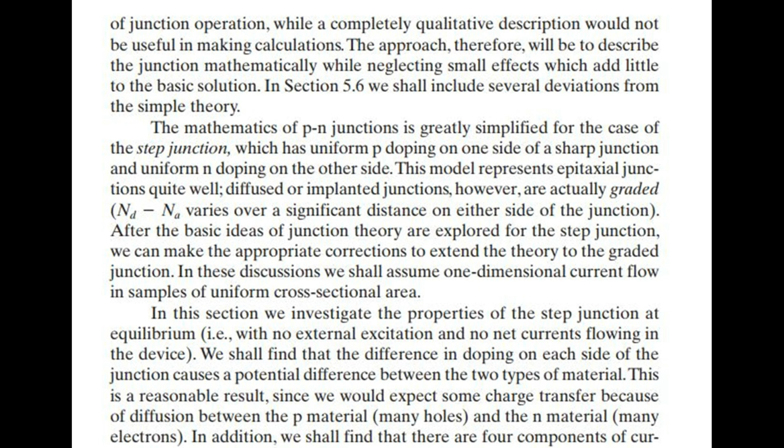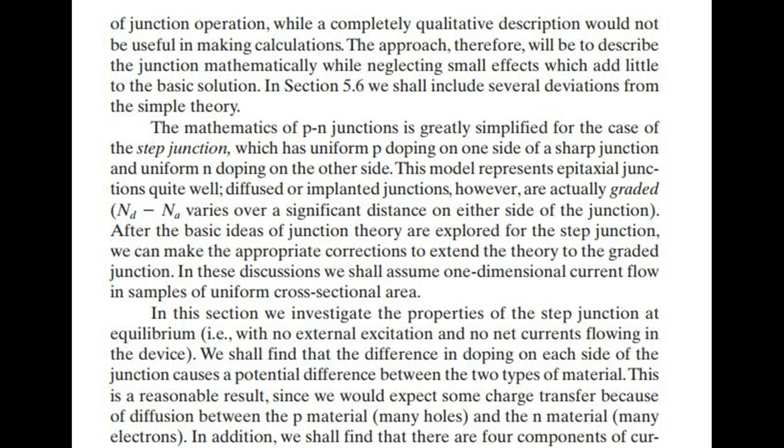The mathematics of p-n junctions is greatly simplified for the case of the step junction, which has uniform p doping on one side of a sharp junction and uniform n doping on the other side. This model represents epitaxial junctions quite well. Diffused or implanted junctions, however, are actually graded. Donors and acceptors vary over a significant distance on either side of the junction. After the basic ideas of junction theory are explored for the step junction, we can make the appropriate corrections to extend the theory to the graded junction. In these discussions we shall assume one-dimensional current flow in samples of uniform cross-sectional area.